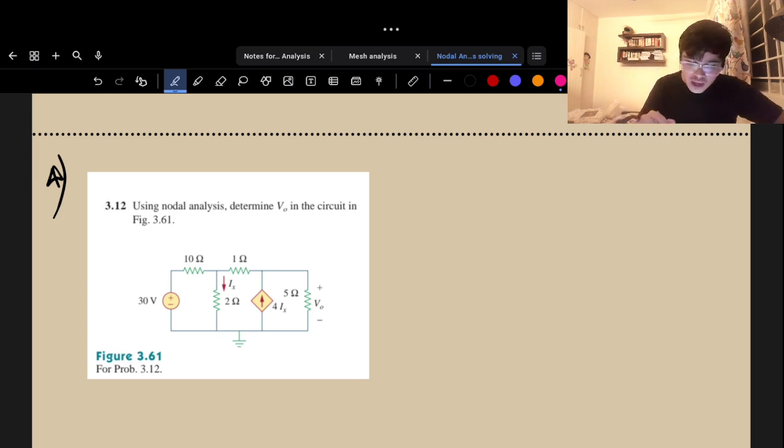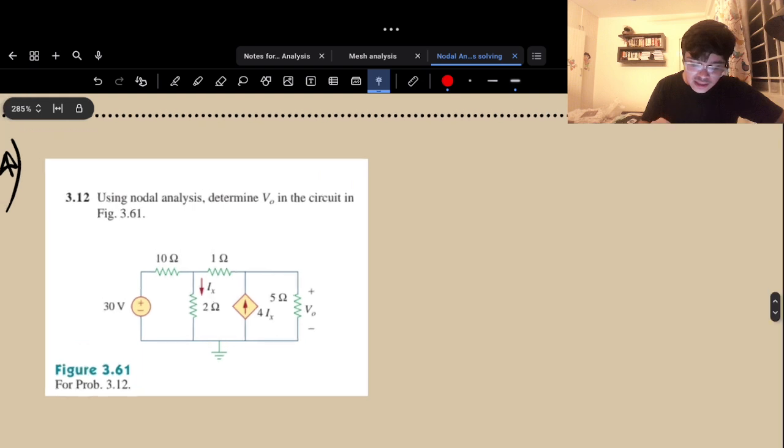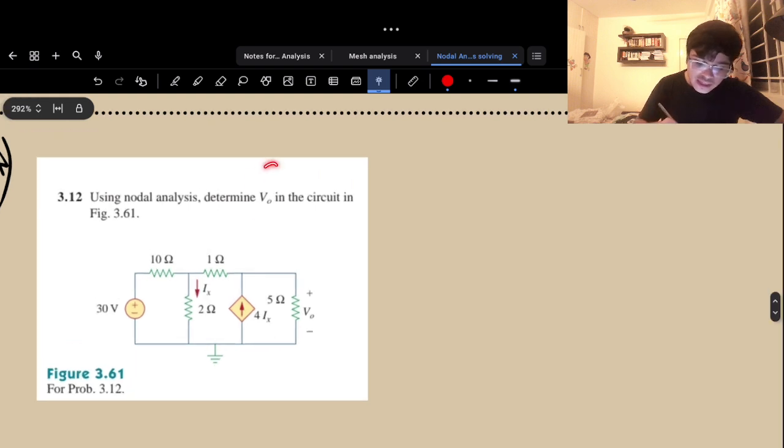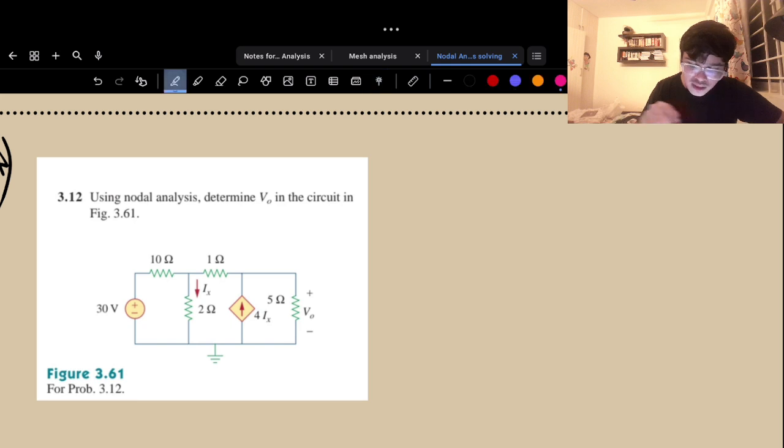Okay. Now let's understand the next question. I have to find this V naught in the circuit using nodal analysis, obviously. They have already grounded it for me, thank god. This is my 0, and this is my 0, this is my 0, this is my 0. All right, and since it's nodal analysis, I'll assume voltages. This is V1 and this is V2.